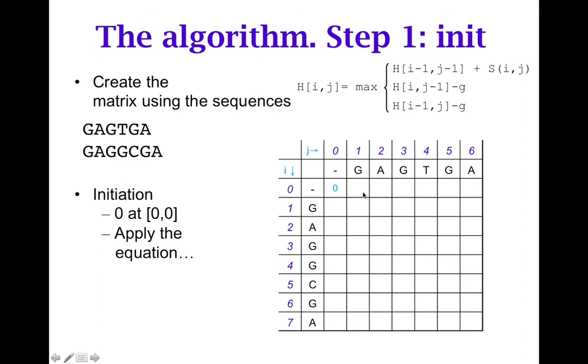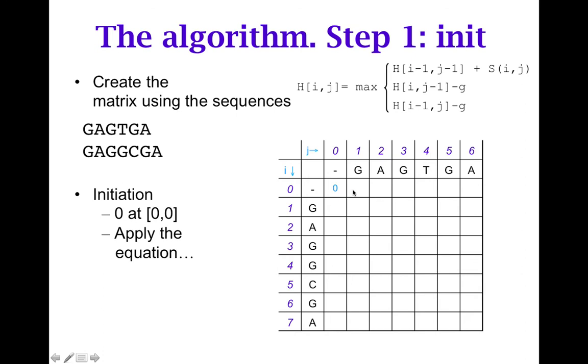If we want to calculate this score, we have actually introduced a gap, because going in this direction means we match this symbol here, G, with a gap here. So we have to use this here, and we come from 0, so we get a minus 2.